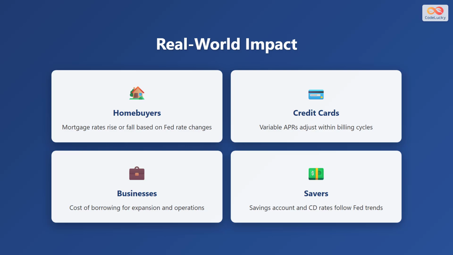Let's talk about how the federal funds rate affects everyday people and businesses. For homebuyers, mortgage rates typically rise or fall in response to changes in the federal funds rate, making homes more or less affordable. Credit card holders see their variable annual percentage rates adjust, sometimes within just 1 or 2 billing cycles. Businesses face higher or lower costs when borrowing money for expansion, equipment, or operations. And savers benefit when rates rise, as savings accounts and certificates of deposit offer better returns. Everyone is affected by this single rate.